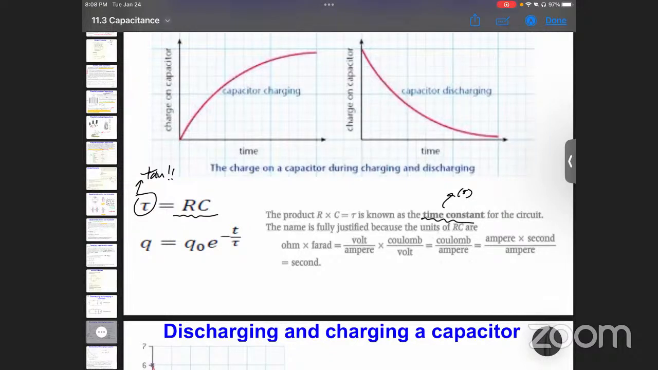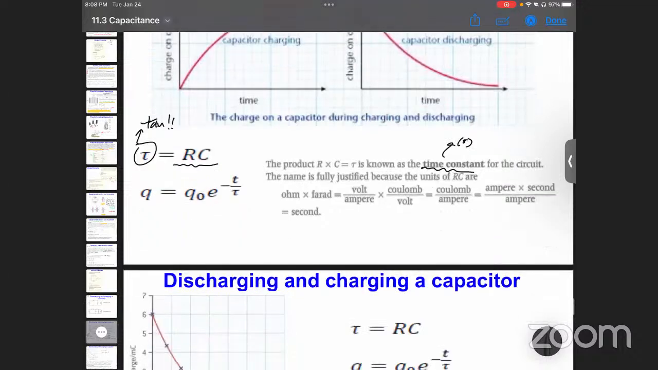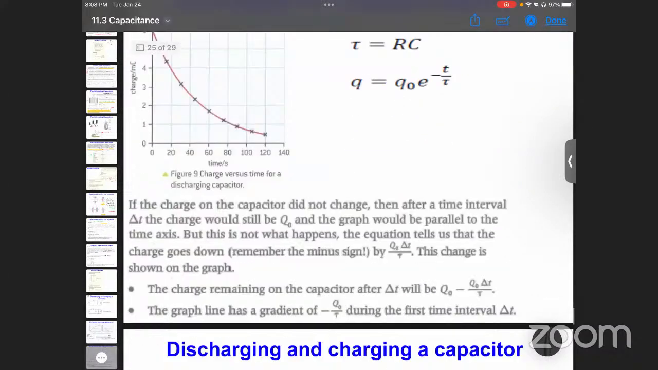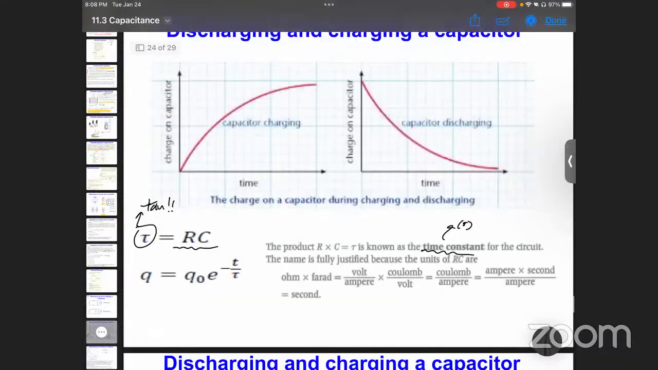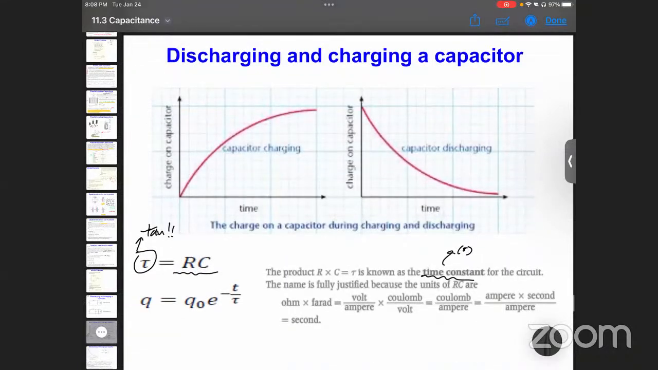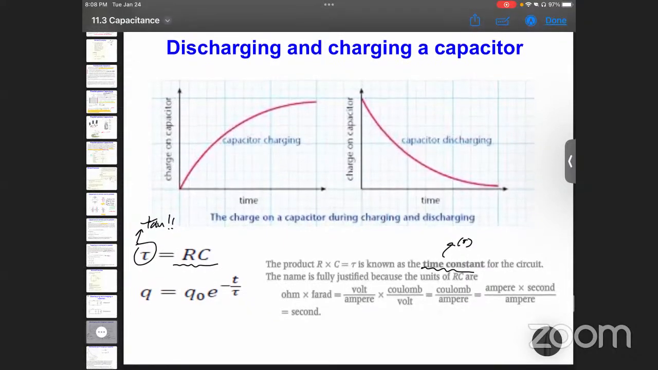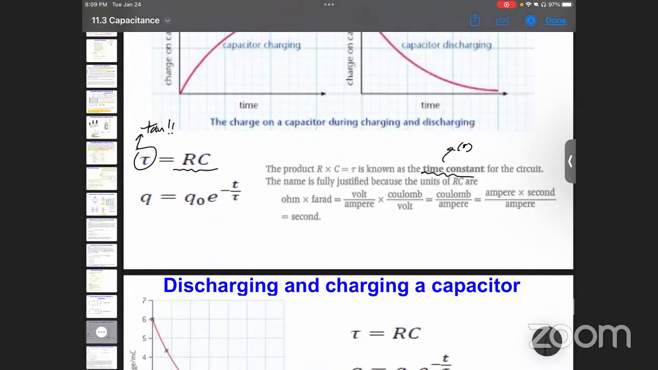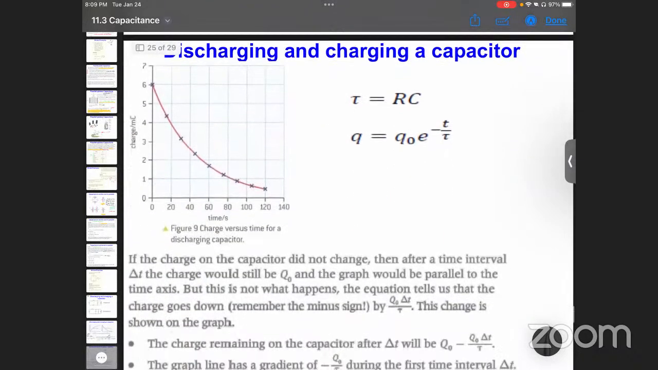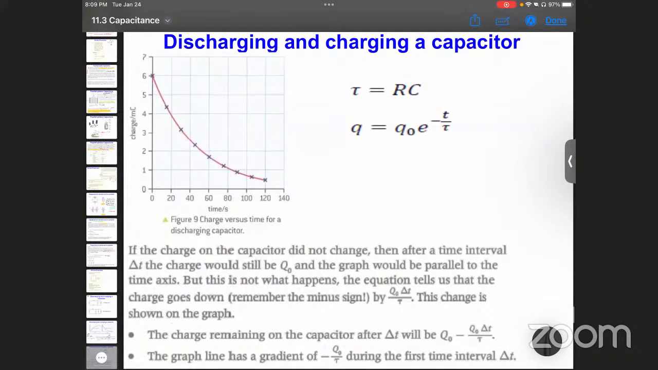Really, the graph that you're seeing is the graph of the e power. I'm not sure if he is even explaining that. That graph is the graph of the e power. Q naught is the starting charge, and t is the time. Yeah, I don't know what else I can say. Discharging, charging, still the same formula.